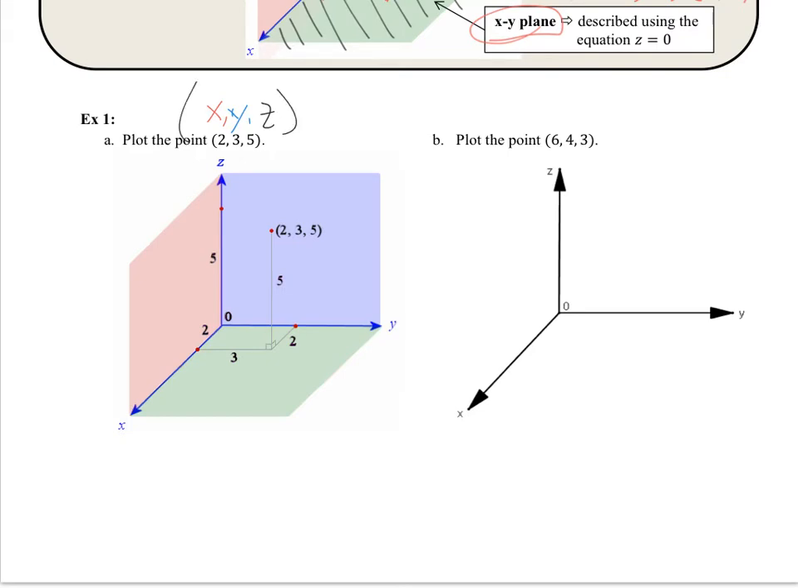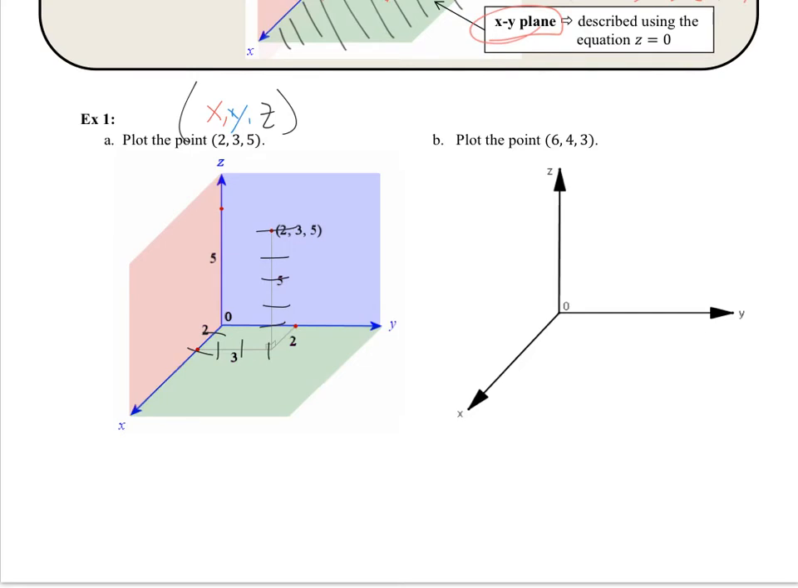Now if we look at the 3-dimensional coordinate system, for the x coordinate, we go over 2 places. Then we find the y coordinate, which is at 3, so we move along the y-axis 3 spaces. And then the z, like we said, represents the height. So now we work our way up the z-axis, up 5: 1, 2, 3, 4, and 5. And this is how we plot in 3 dimensions.